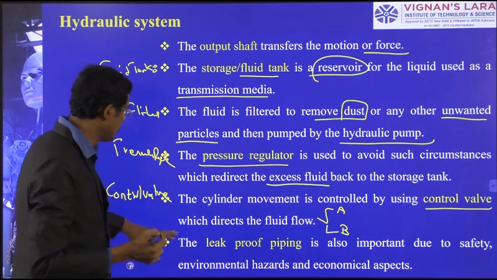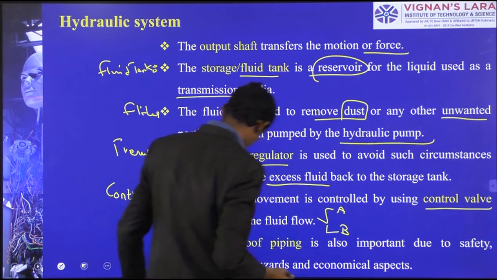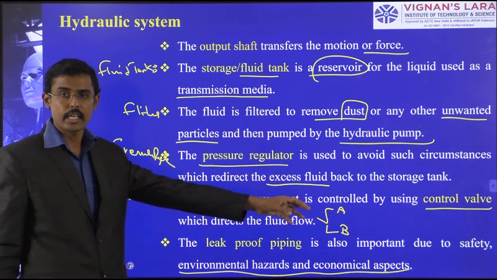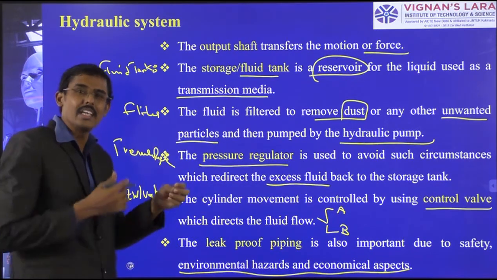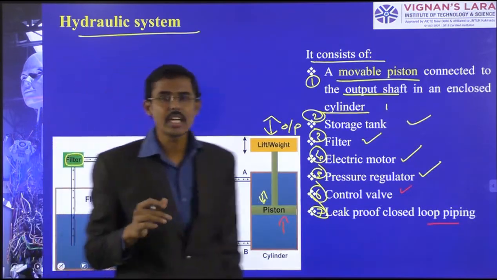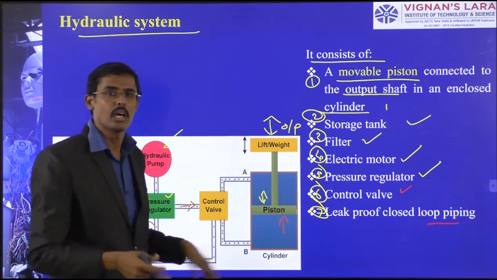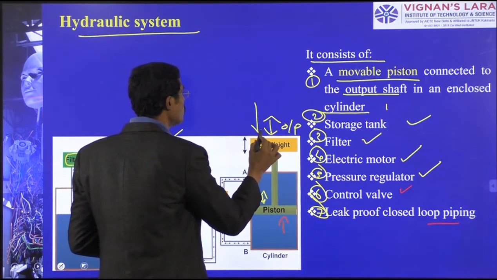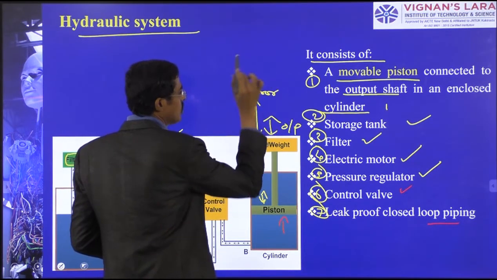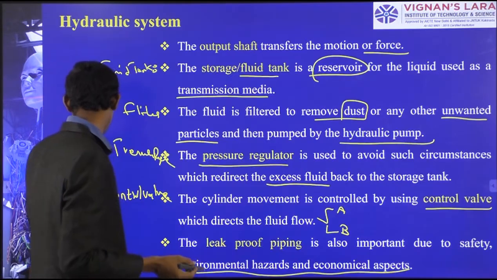And the leak-proof piping is also important due to safety and environmental hazards and economical aspects also. We should take care to make a sealed one, otherwise the leakages will be there. If the leakages are there, the fluids which are available in the tank will leak out, the fluids which are available in the piston will leak out, and therefore the actuating systems will not work, or otherwise there will be error. So these things are to be enclosed with a leak-proof system. So this is also one of the very important content.